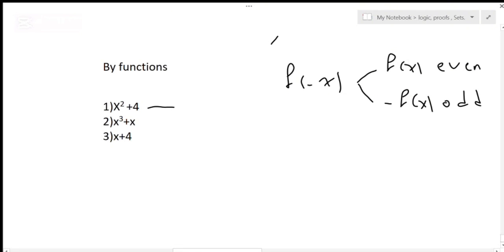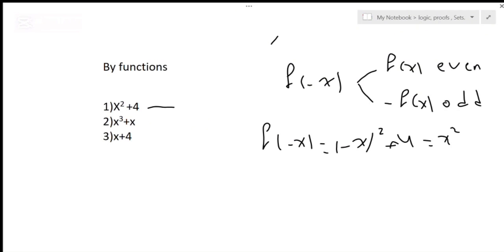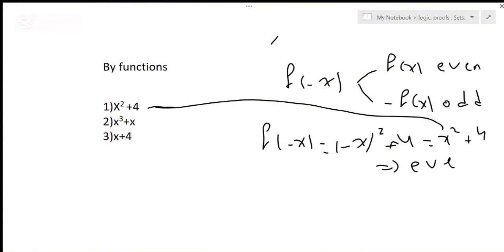Our first function is x power 2 plus 4. If we take the f of minus x of x power 2 plus 4, of course, as you know, the minus will disappear by the power 2, then it will be x power 2 plus 4, which is equal to f of x. Then it's an even function.